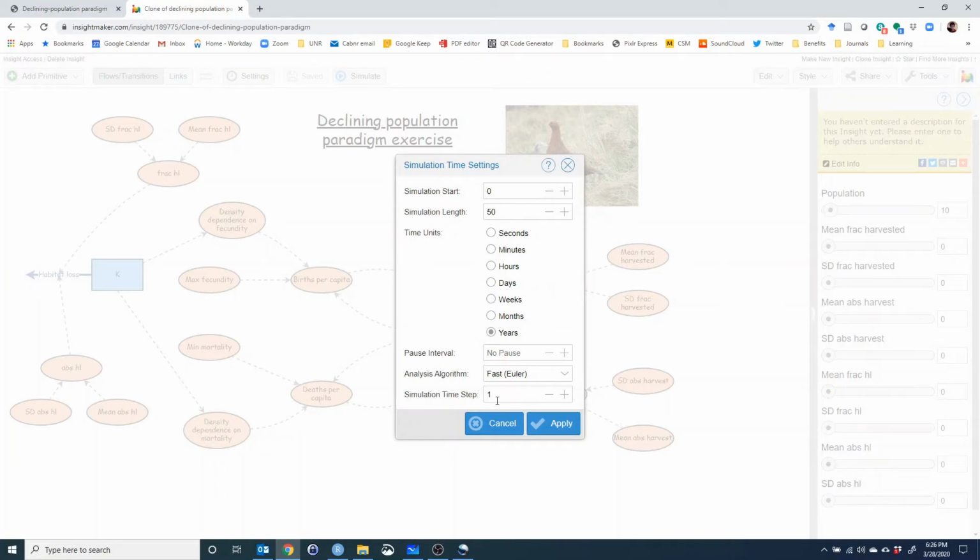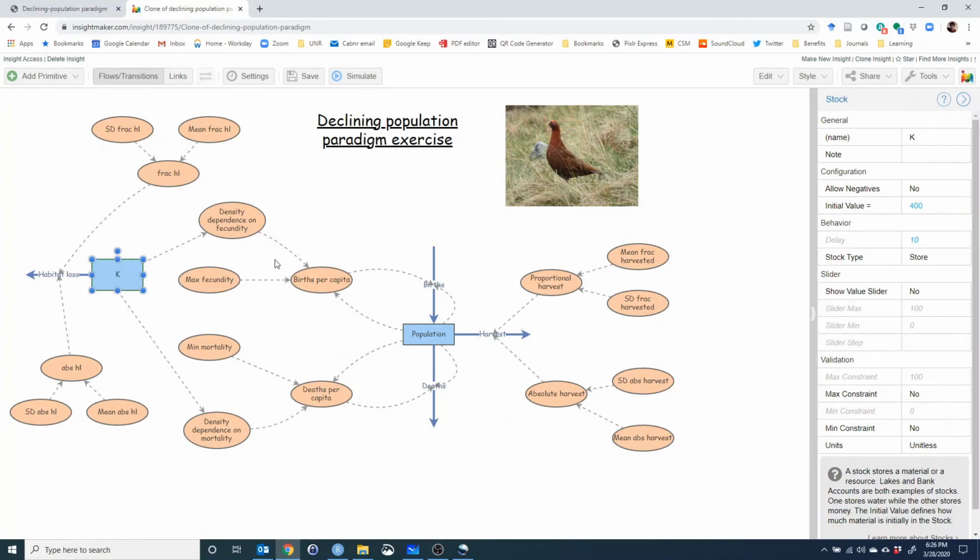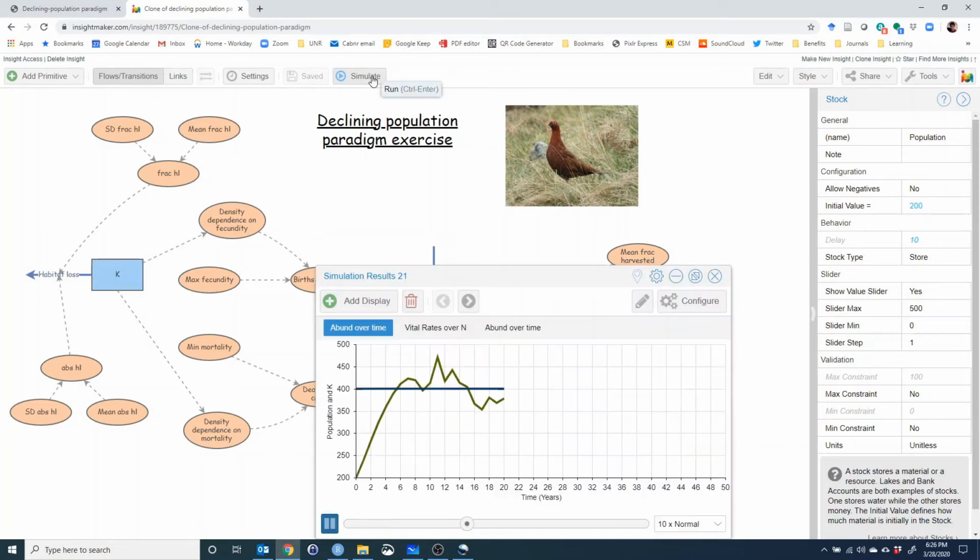And simulation time step should be 1. So we're looking good here. And the first step is to increase our initial abundance. So let's move our initial abundance to 1/2 of carrying capacity, which I think is 200. Let's just check that. Yeah. So the carrying capacity is 400, and so we can set our initial population to 200, and if we run it, we see that it quickly jumps up to carrying capacity.